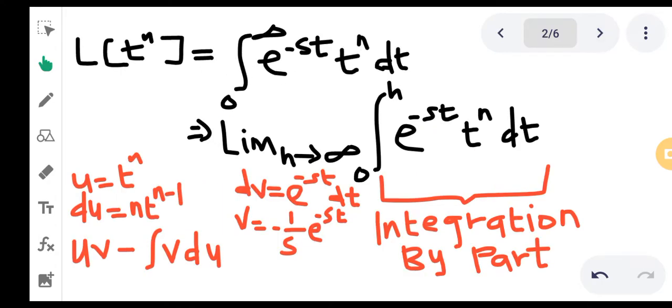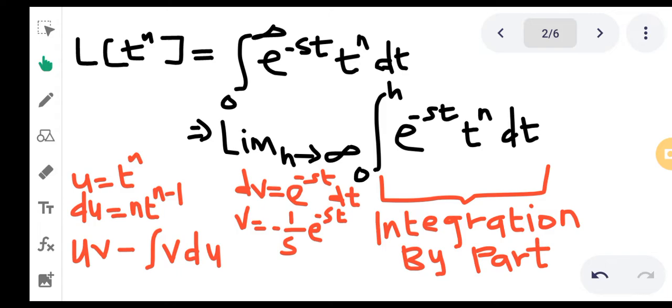Okay, so we take the limit as h, or some variable. h is a variable. It could be a, it could be b, it could be c, it could be anything. So here I always use h. So the limit as h approaches infinity of the integral from 0 to h of e exponent minus st, t exponent n, multiplying dt. Okay, so as I said, this is integration by parts.